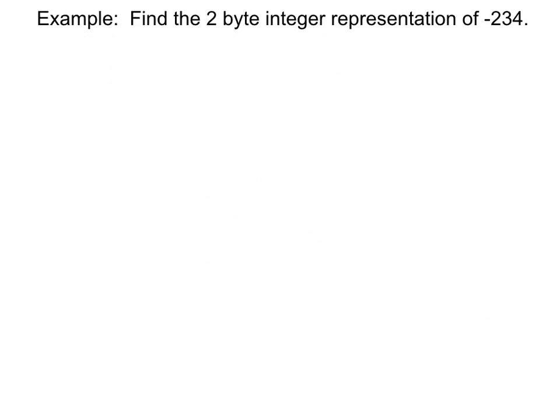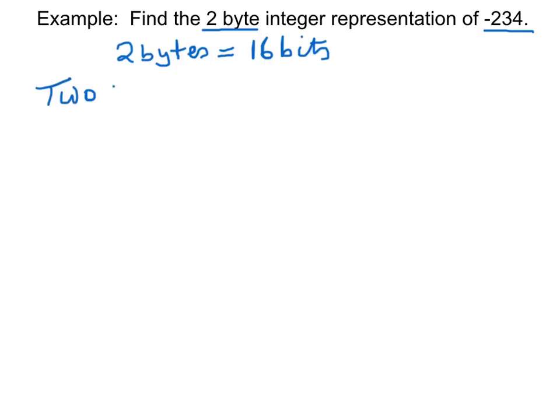Next example. Find the 2-byte integer representation of -234. Now, just like before, the computer is going to store this integer in 2 bytes, and 2 bytes is equal to 16 bits, 2 multiplied by 8. Now, a computer stores a negative number, in this case -234, using a method known as 2's complement. So we're going to look at what this is and how to implement this.